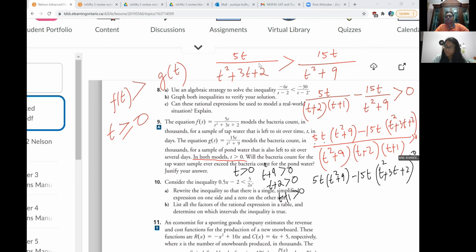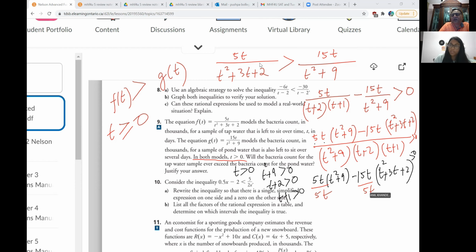Is it okay? Now, since t is greater than 0, the only thing in inequalities is that if you divide by a negative number, then the inequality sign changes, correct? Because t is positive, we can divide by it, and the sign will not change. Correct? So you can divide all these terms by 5t, right? Okay.